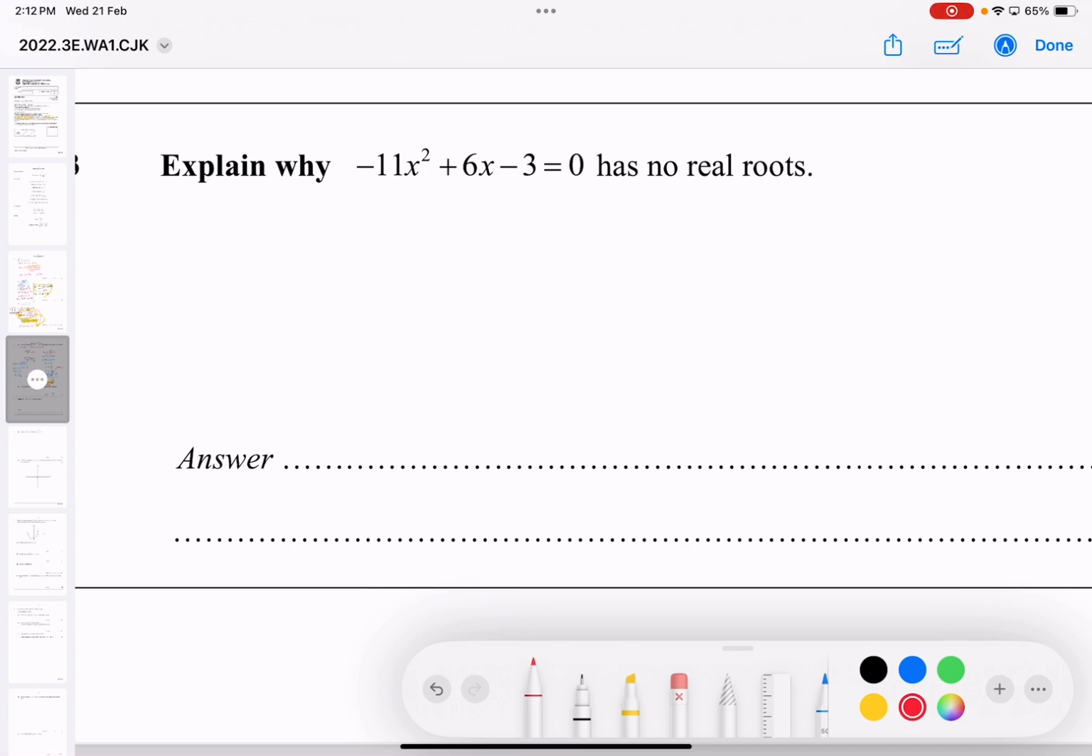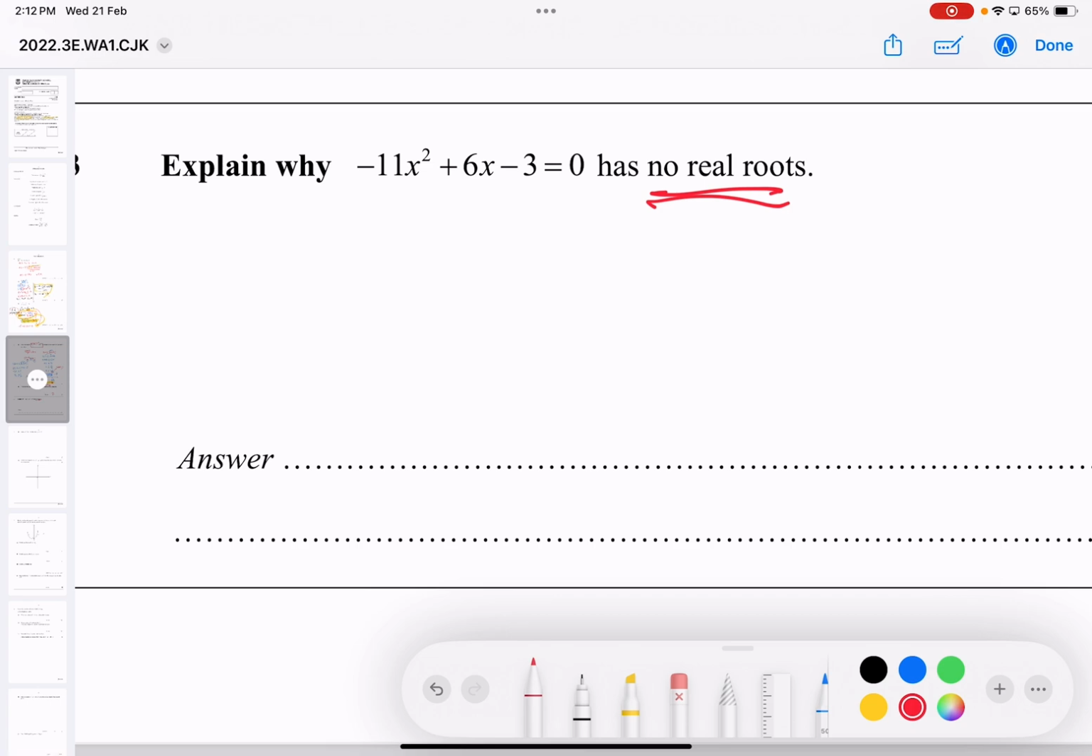Okay? So why does this one have no real roots? No real roots means no solution. Why? You must explain. Because when you use the quadratic formula, you cannot square root a negative number. In A math, you learn discriminant. E math, you never learn discriminant. Okay? So you cannot use the discriminant is less than 0.